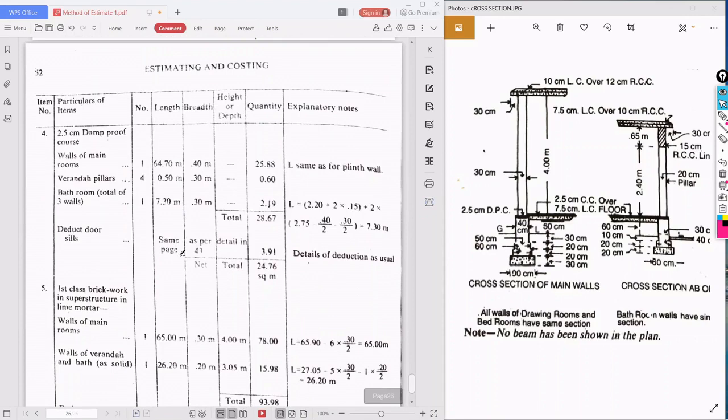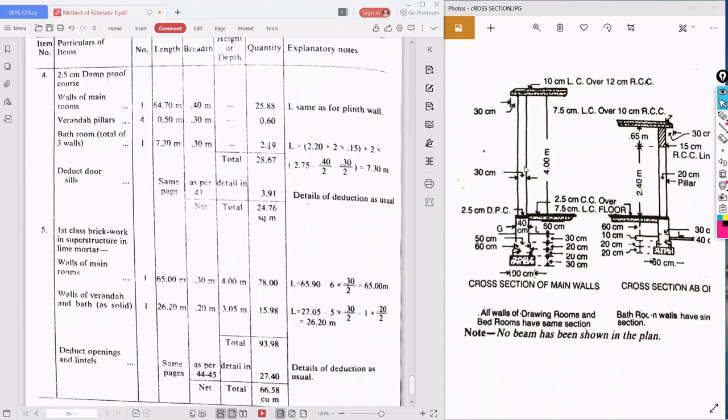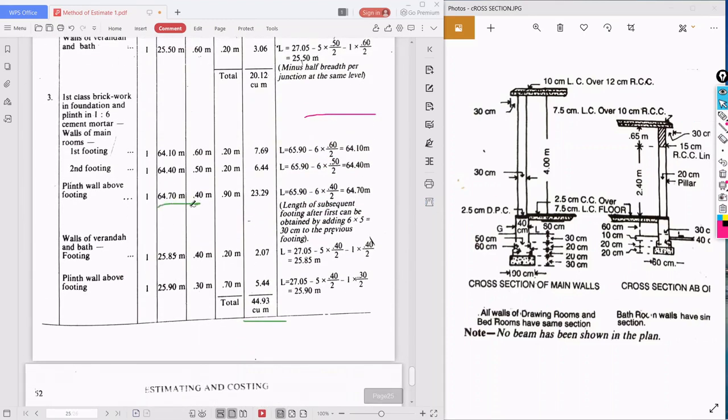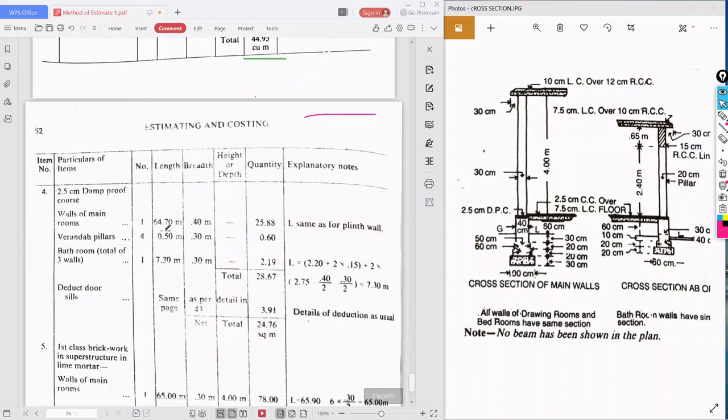Next, for damp proof course. Whatever length we have got in the plinth, the same length we are taking. So walls of main rooms, that is 64.70. If you have doubt, you can see here 64.70. What is the breadth? 0.40. That's it. Multiply, 25.88, because it is a meter square quantity.